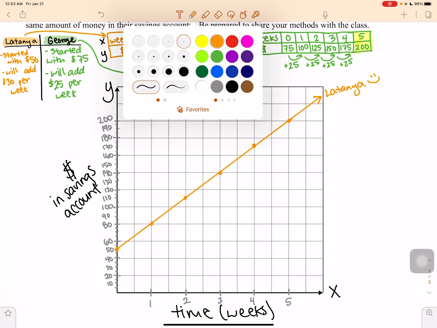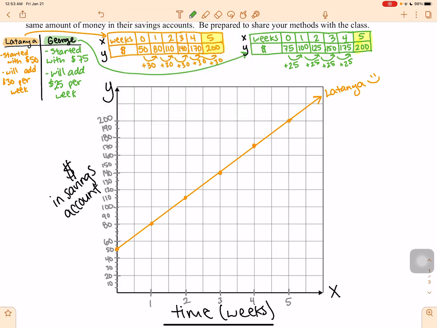So let's go ahead and graph George. Right, so George starts with $75. I encourage you to please pause the video and try it on your own first, okay? So for George, his y-intercept is going to be at 75. So it's right in between the 70 and the 80. Of course, his is difficult. So then after 1 week, he'll be up at $100. And then after 2 weeks, he's going to have 125.